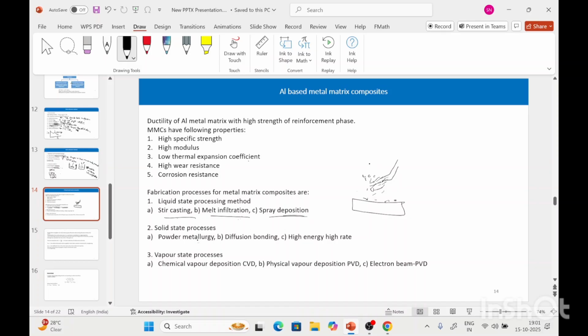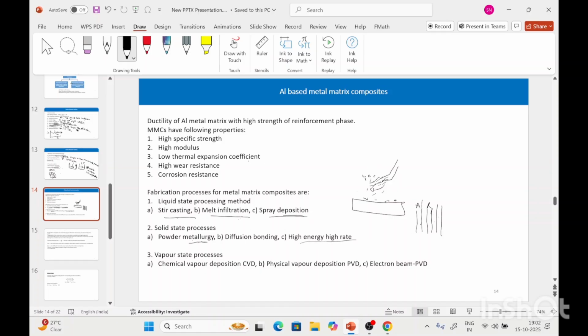In the solid state process, powder metallurgy means we mix the reinforcement and aluminum powder together, then make some part, and then by sintering, we can achieve the final part of the composite. Then diffusion bonding means two layers of aluminum and composites, aluminum and reinforcement, are arranged, and by diffusion at high temperature, these composites are formed.